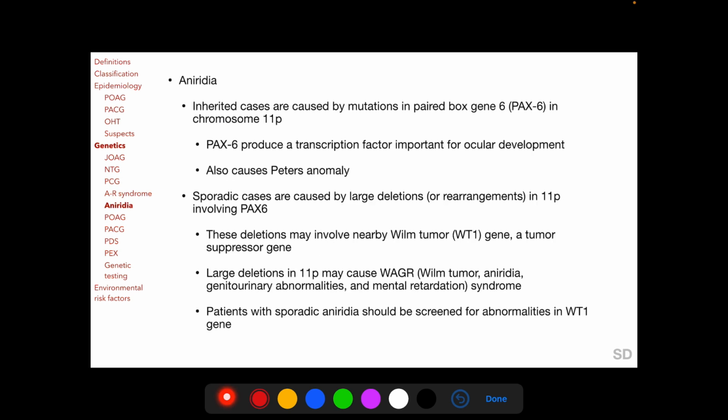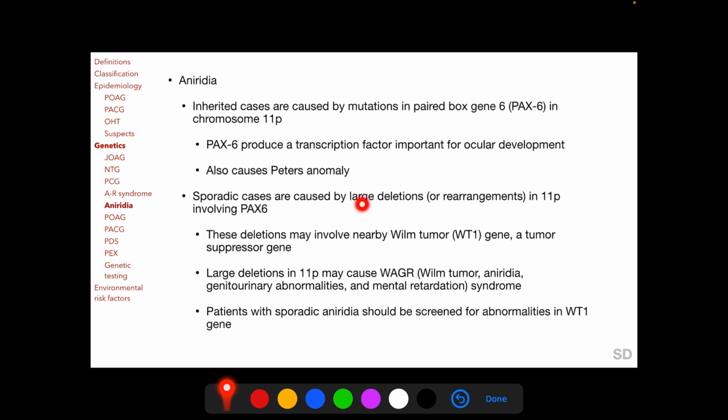From a clinical standpoint, the inheritance pattern of aniridia is very important to understand. Aniridia patients can present as inherited aniridia or sporadic aniridia. Sporadic cases of aniridia do not have a family history, while inherited cases of aniridia do have family history. Inherited cases of aniridia are usually caused by mutations in the PAX6 gene in chromosome 11p, but sporadic cases of aniridia are due to large deletions of the same chromosome involving the same gene.